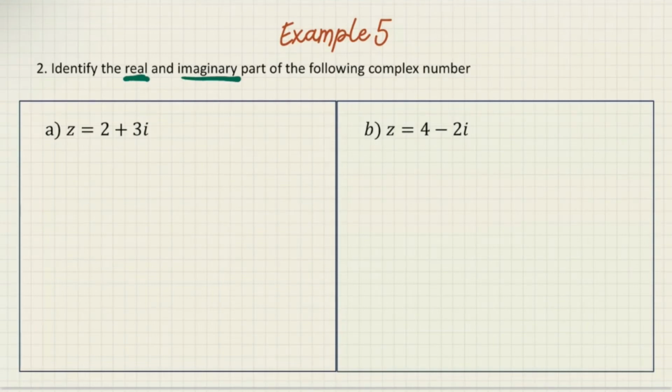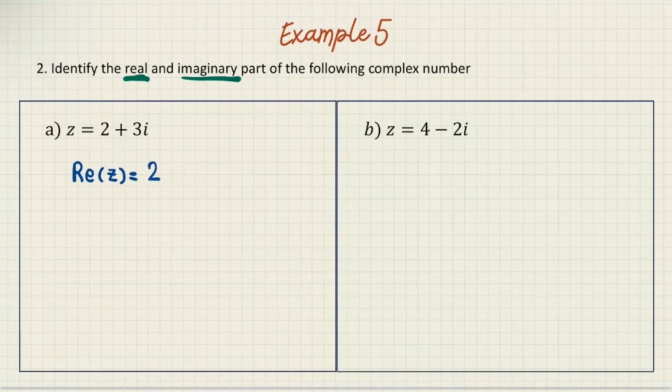So macam mana kita nak tulis our final answer? Untuk real part, so Re(Z). Re(Z) maksudnya the real of the complex number lah. So real part kita yang mana? This one. So kita hanya perlu tulis nombor dia sahaja, which is 2.